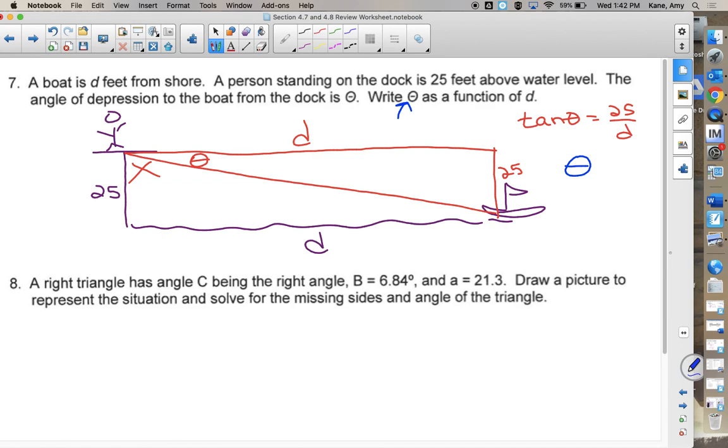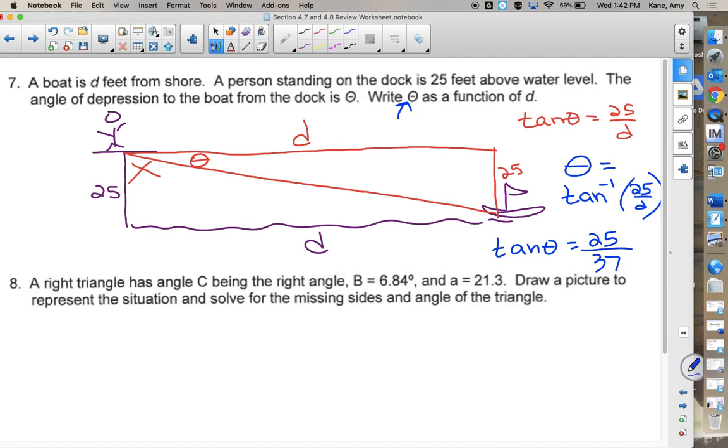So if I said D was 37, and I had the tangent of theta equals 25 over 37, how would you put that in the calculator, Quinn? Yeah, so you would do the inverse of tan, and then if I was plugging in the calculator, I would do 25 over 37, or whatever that happens to be. Well, in this case, it's just 25 over D. That's how you get the angle by itself, by using the inverse function.